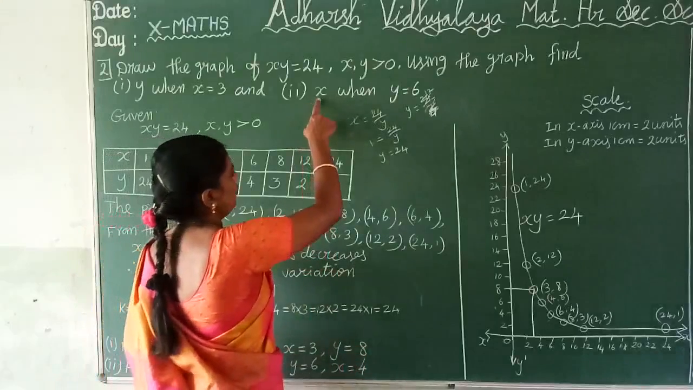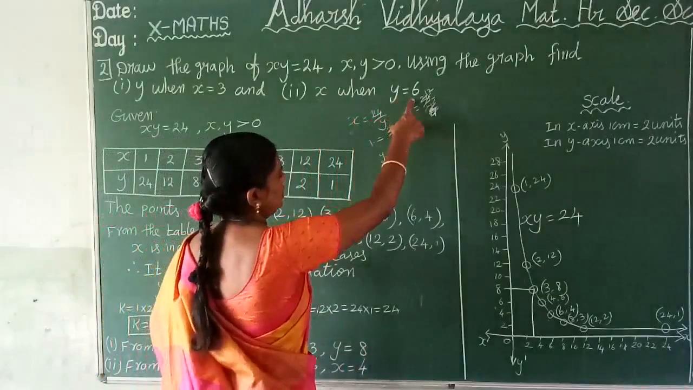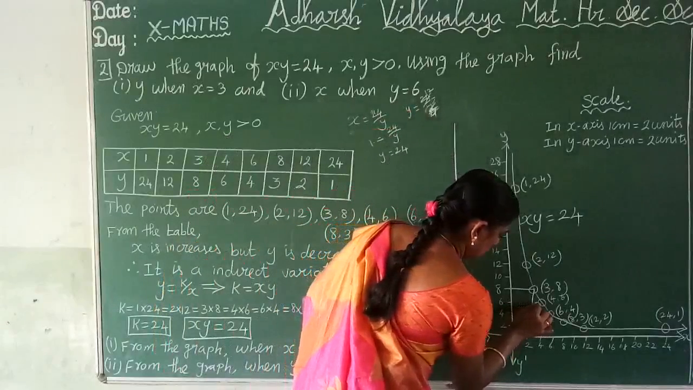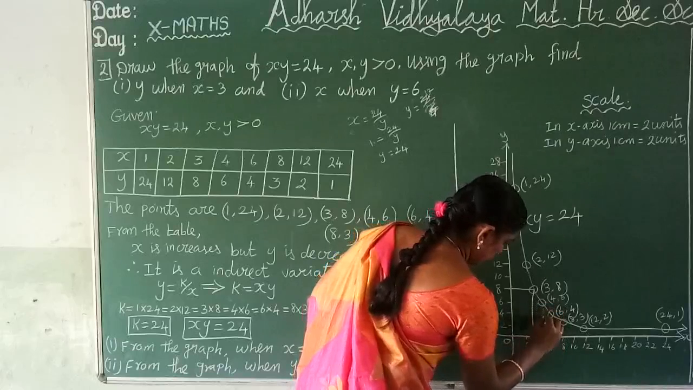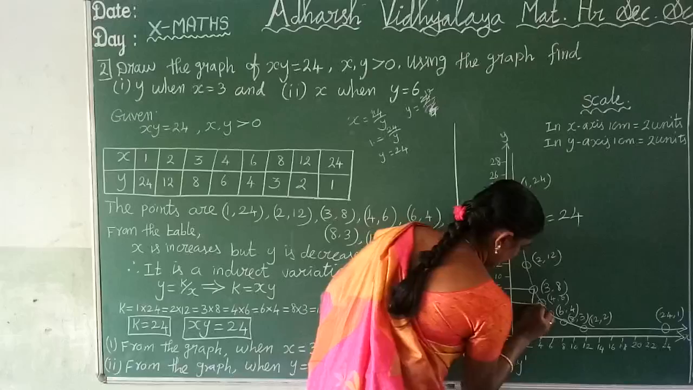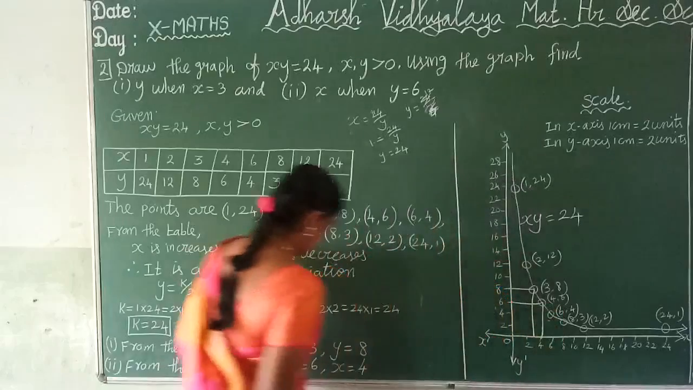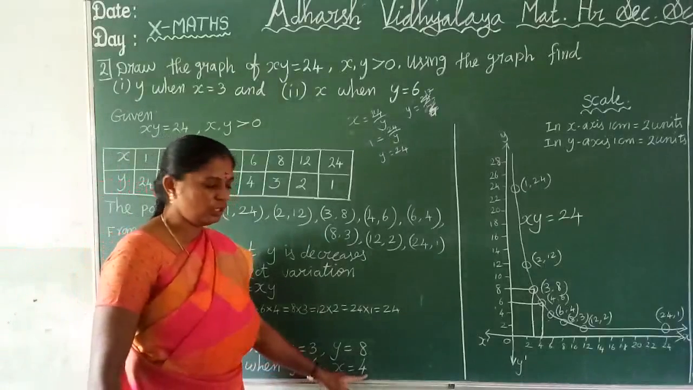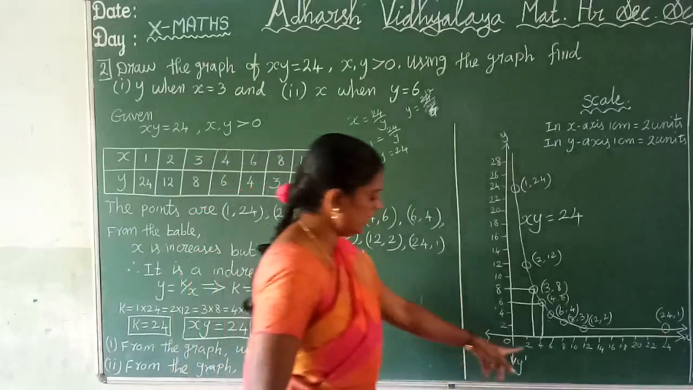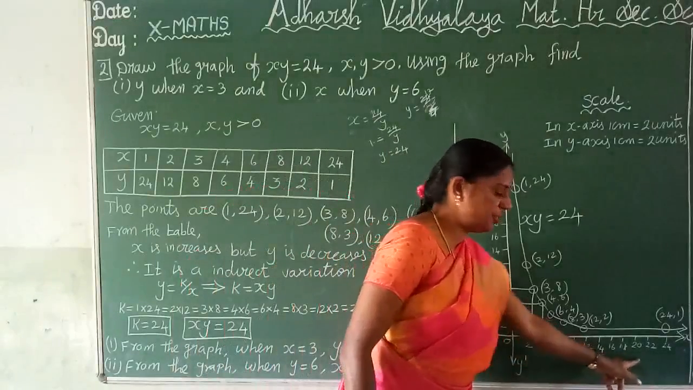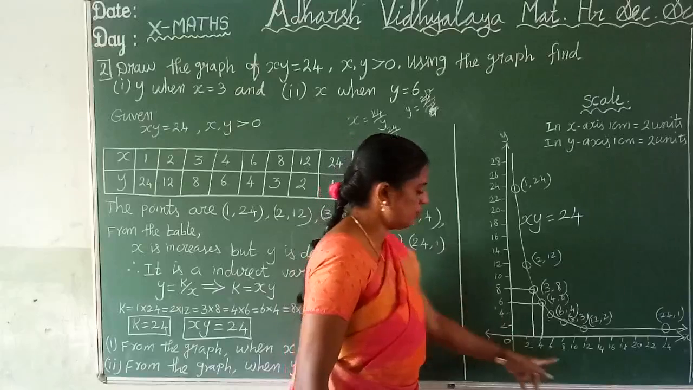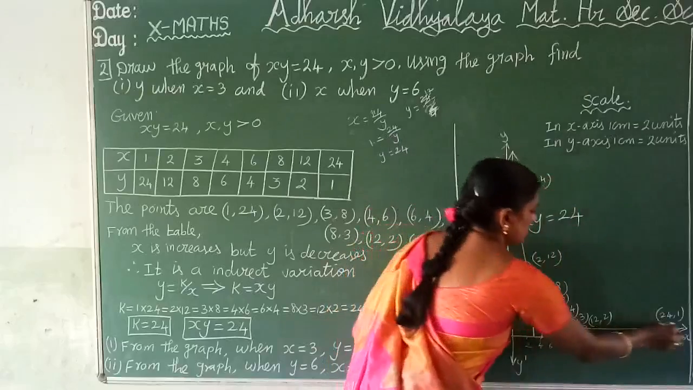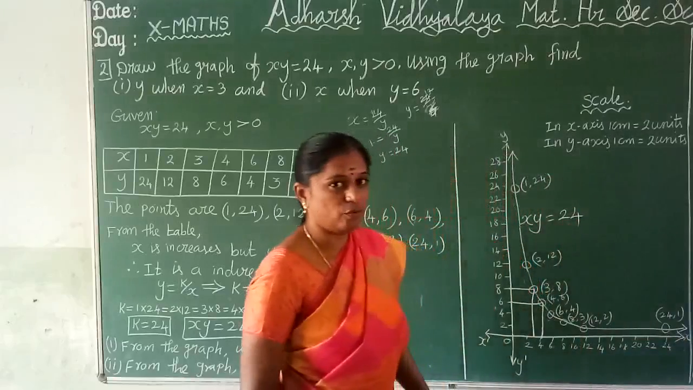Second, you want to find x when y equal to 6. Y equal to 6. What is the x value? 4. So join this. See that from the graph when y equal to 6, x equal to 4. Here only x and y are given, so no need to write anything. And at last you write that equation xy equal to 24.